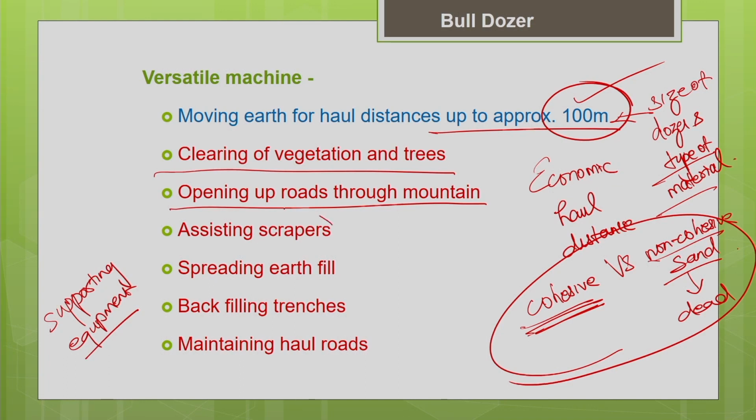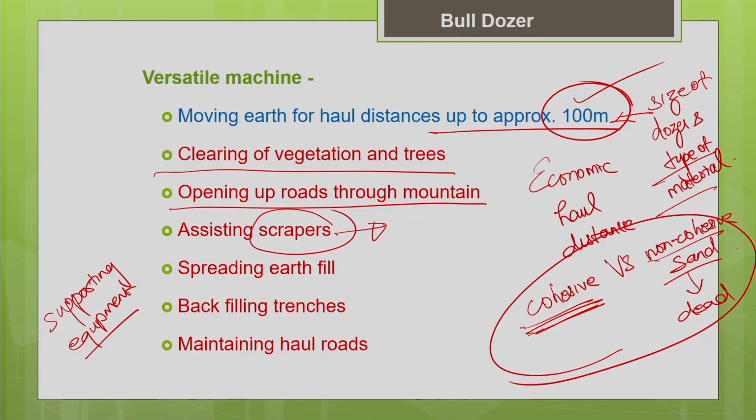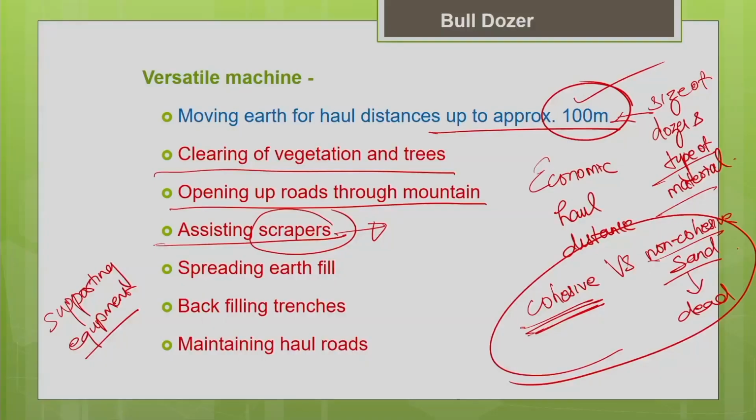The scraper is another earth moving machine which we are going to discuss in an upcoming lecture. This scraper will also cut the earth. There will be a bowl in the scraper, and there will be a blade. With the help of the blade you can cut the earth and fill the bowl. This is called the loading operation. During this loading operation, I can take the help of a bulldozer to push the scraper, so that the job of the scraper will be easier. So it is used as a supporting machine.